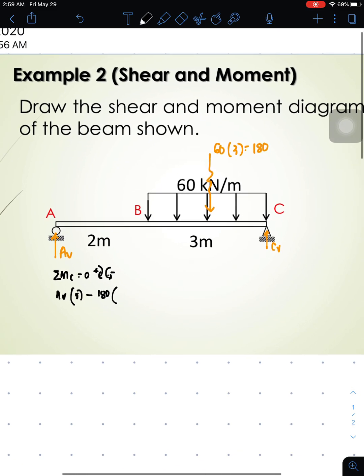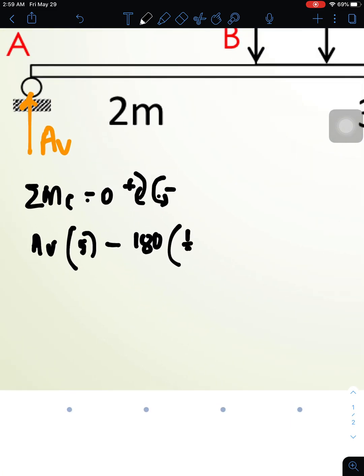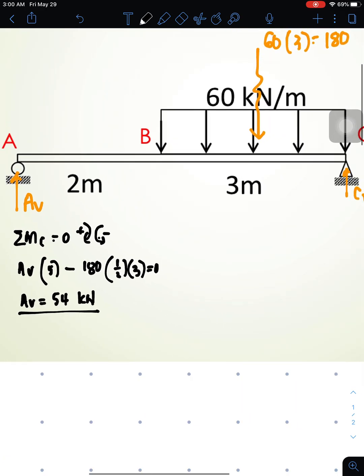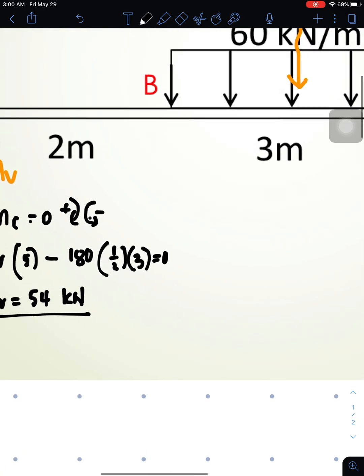The moment arm is 1/2 of 3 because the distribution is 3. So therefore our AV is 180 times 1.5 divided by 5, the answer is 54 kilonewtons. This is AV.